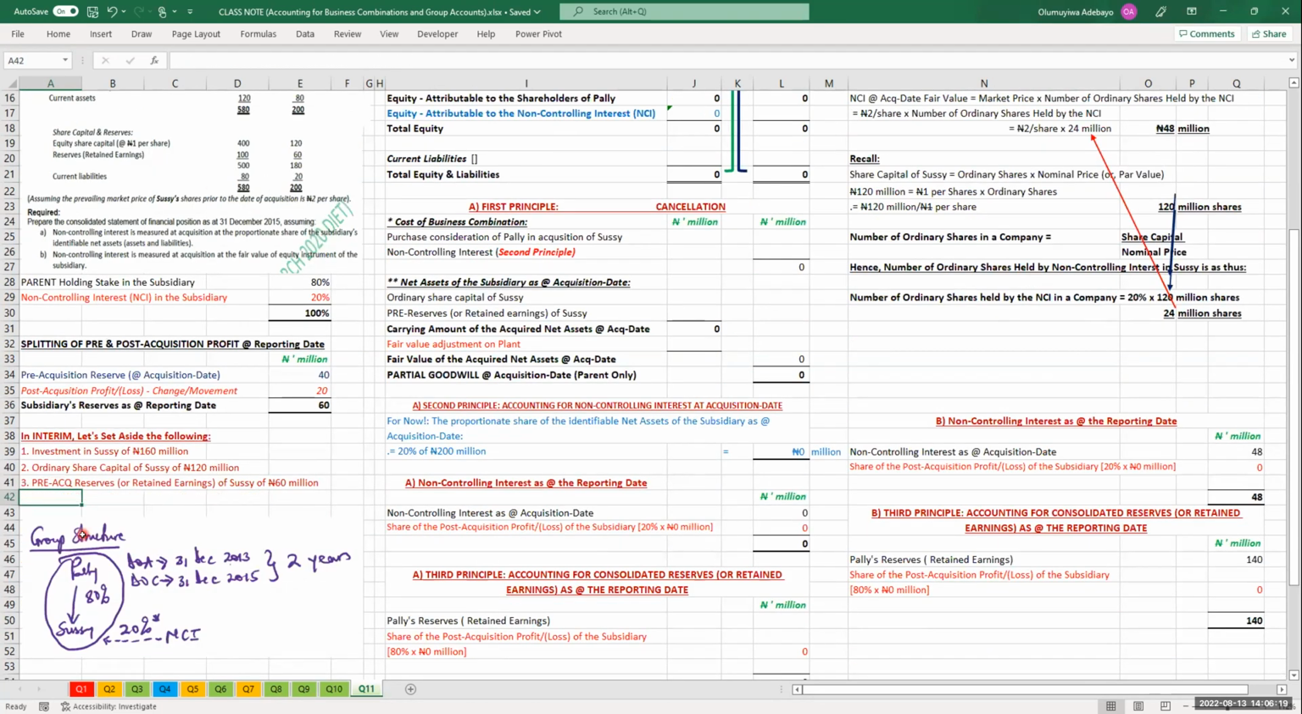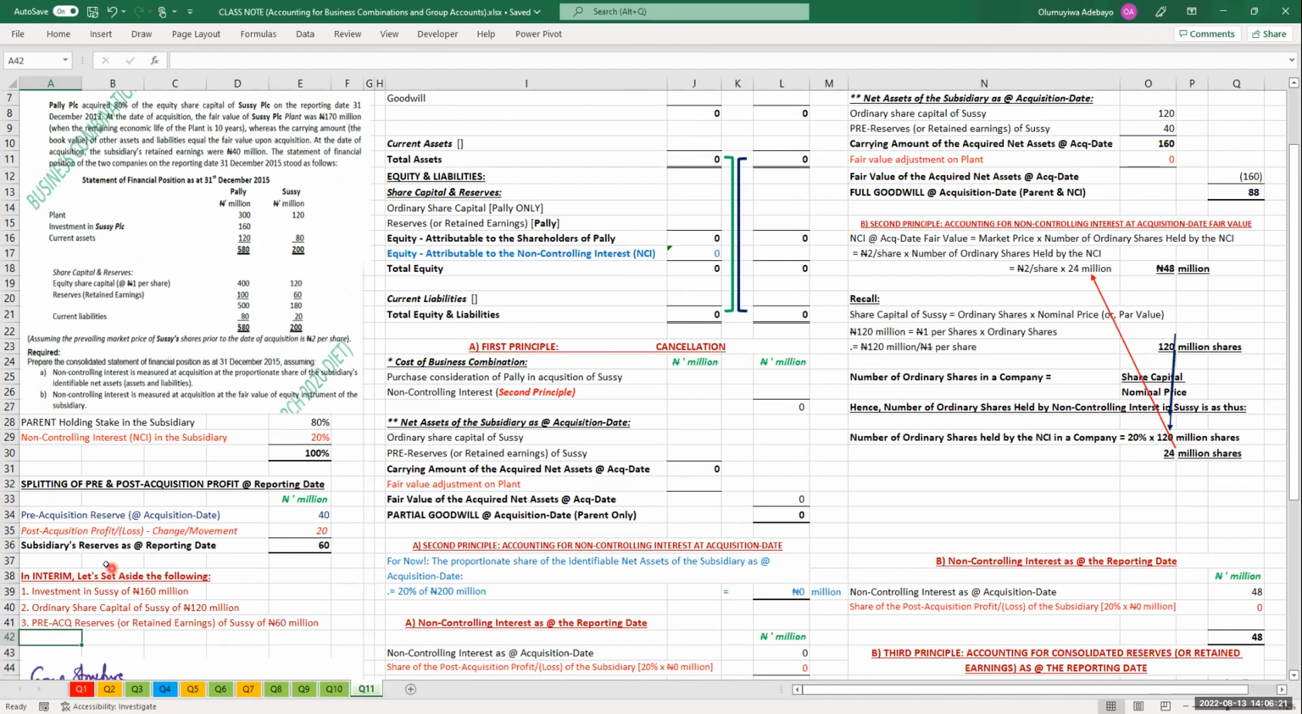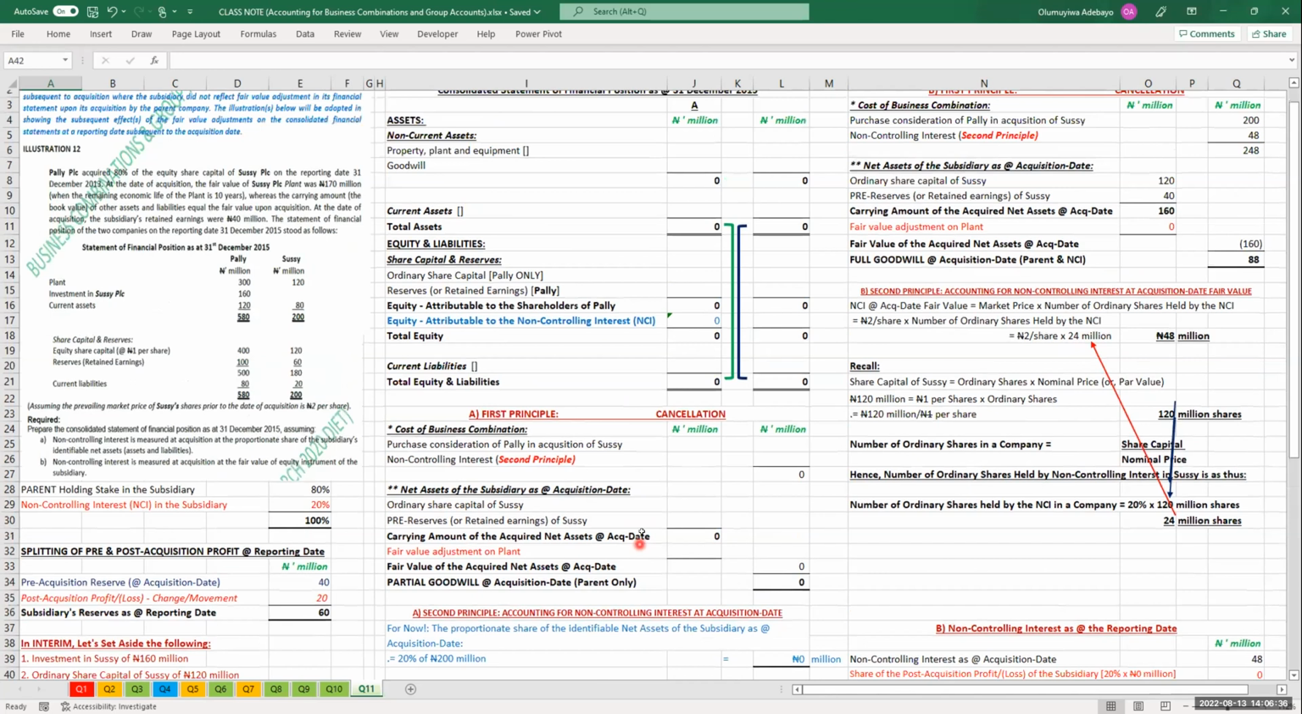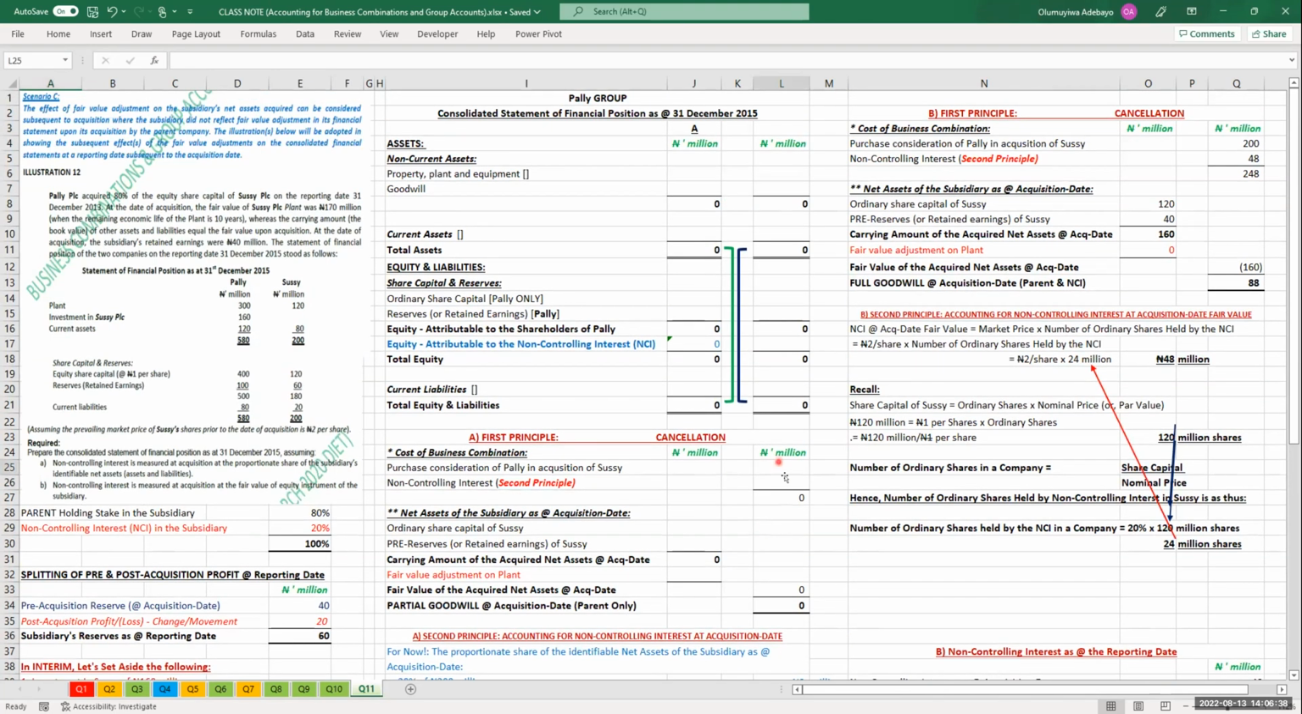There's no pre-acquisition for retained earnings. Therefore, my pre-acquisition for retained earnings here is 40, but there's no pre-acquisition for revaluation surplus. Rather, we are the one to effect the adjustment. Therefore, I come here to say this is 160.